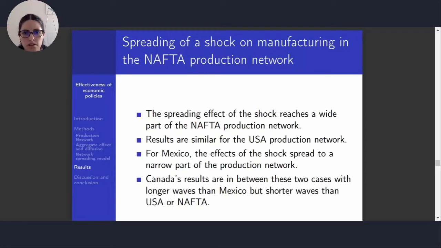But what is a surprise is Mexico. When the manufacturing sector in Mexico was shocked, the pattern it showed is very different from the NAFTA region, from the US network. It's very limited, very concentrated, not spreading the shock to a wide part of the economy. Moreover, the sectors affected in these waves of shocks are very different from the US and the NAFTA production network waves. So there's clearly a difference in the capability of this manufacturing sector to affect the rest of the other sectors.